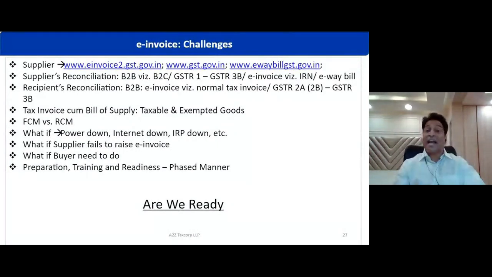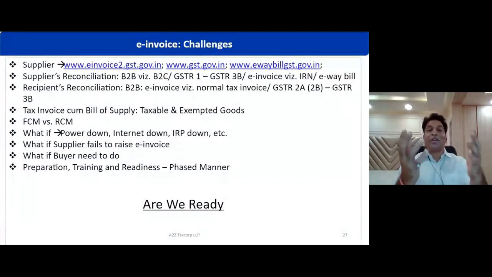Kindly check. This is a challenge for you as a recipient. So reconciliation needs to be made, e-invoice versus normal tax invoice. Maybe you would be purchasing from two kinds of vendor: a taxpayer with more than 500 crore turnover and one with less than 500 crore. So reconciliation of e-invoice and normal tax invoice coming as a credit in GSTR 2A, and now going to be GSTR 2B, for availing credit in GSTR 3B.